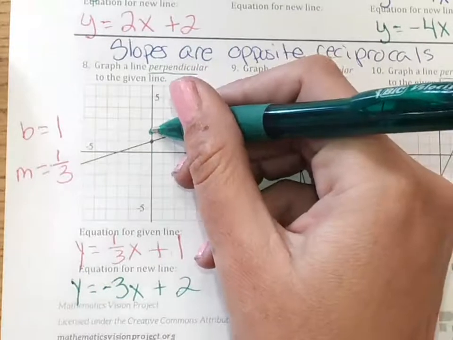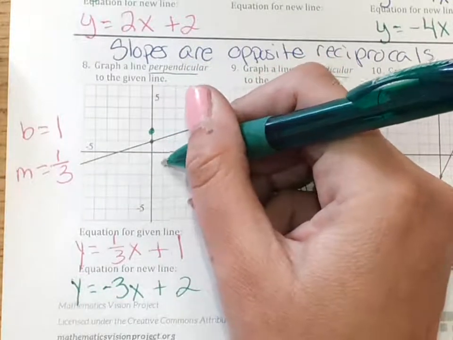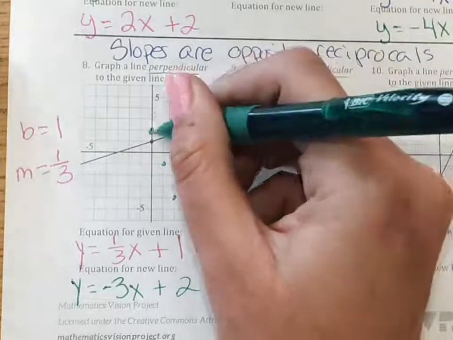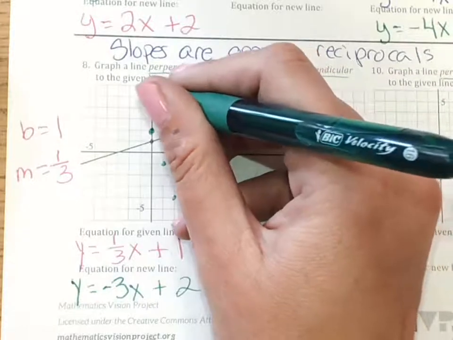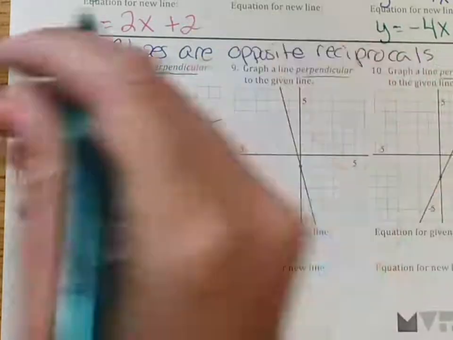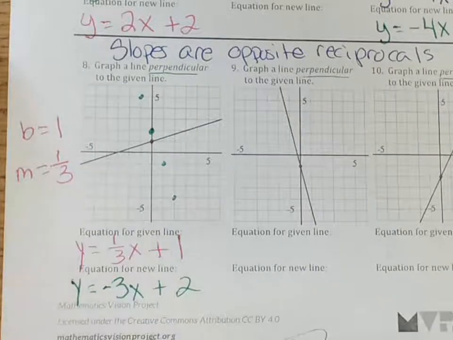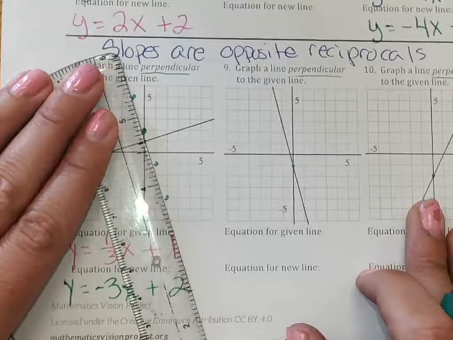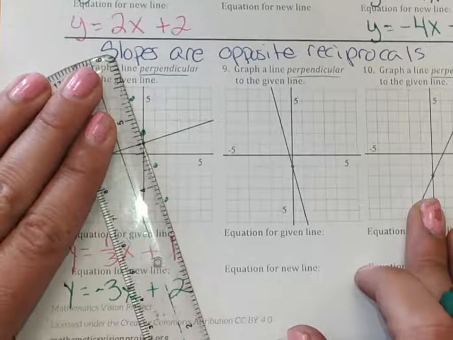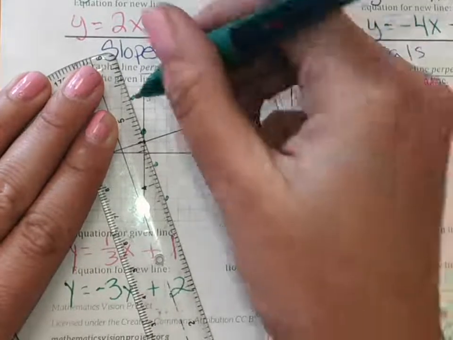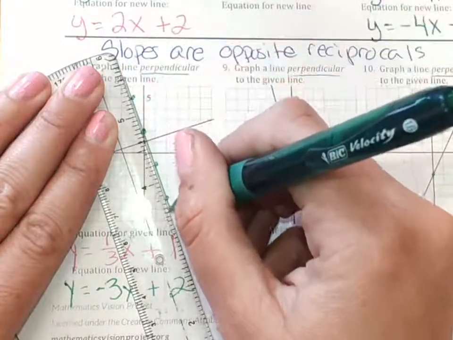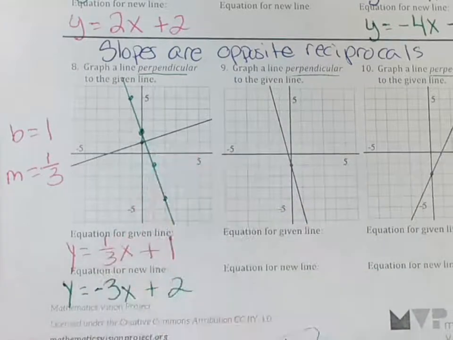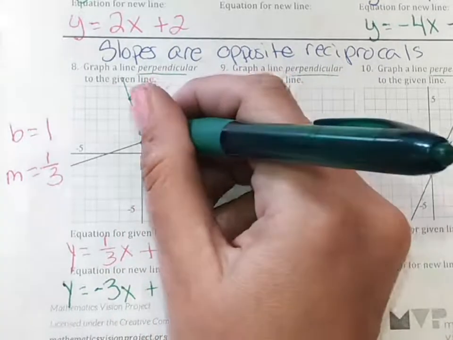So I'm going to go down 3 to the right 1, and then down 3 to the right 1. And then I'm out of room, so I'll go the other way, up 3 to the left 1. All right. Let me connect my little dots. Okay. And where they cross right here, that forms a right angle. They are perpendicular to each other.